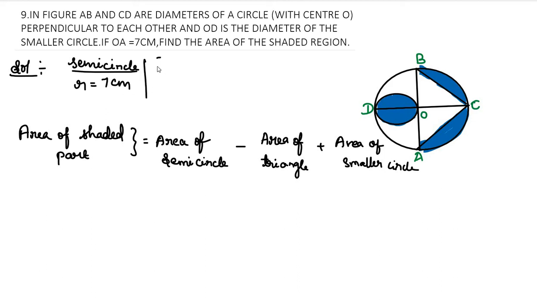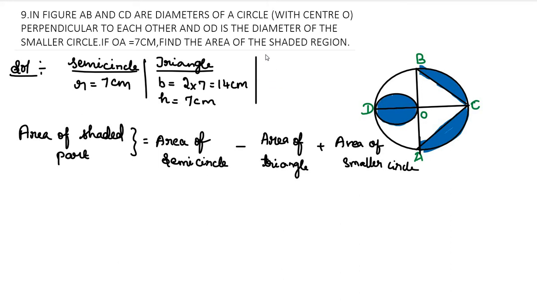Then, what about the triangle dimensions? Base and height we are going to find. What is the base here? Base is equal to 2 into 7, OA is 7, then AB will be 2 into 7, that is 14 centimeter. And let us see the height. Height is also the radius, right? OC is also a radius of the semicircle. So, height is equal to 7 centimeter.